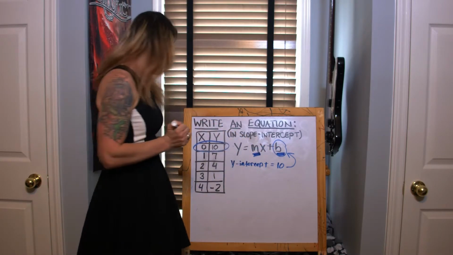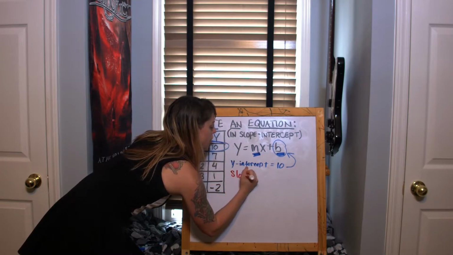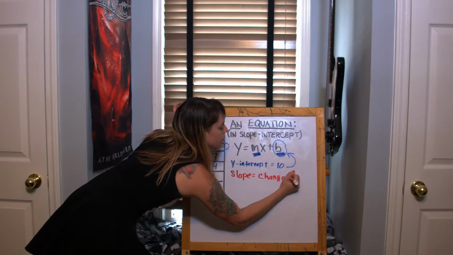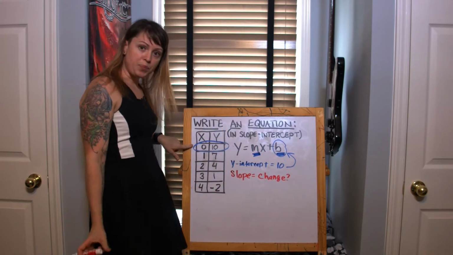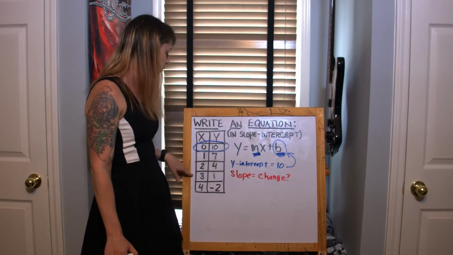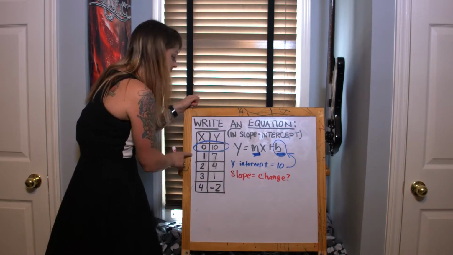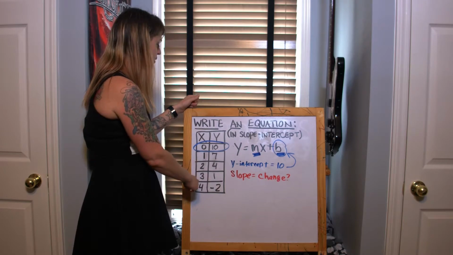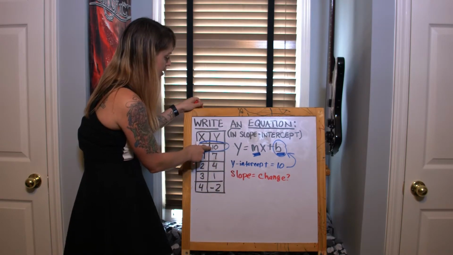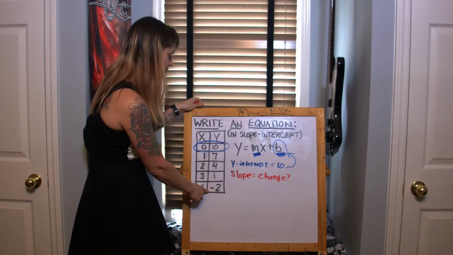Now, in order to find my slope, slope is always how does it change? So my slope is, what is it changing by? And if I look, every one of these x values is just counting by 1. 0, 1, 2, 3, 4. Okay, we can count. But the question is, as I count by ones, what's happening to the y? What is it changing by? 10, 7, 4, 1, -2.